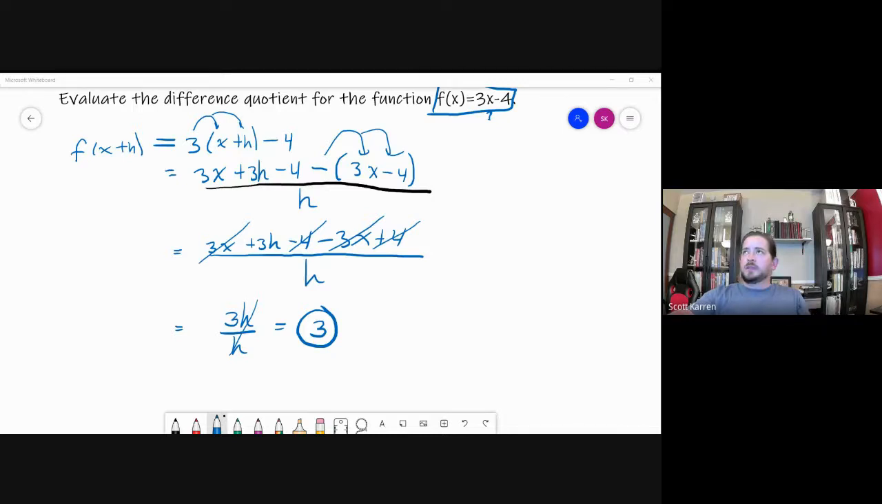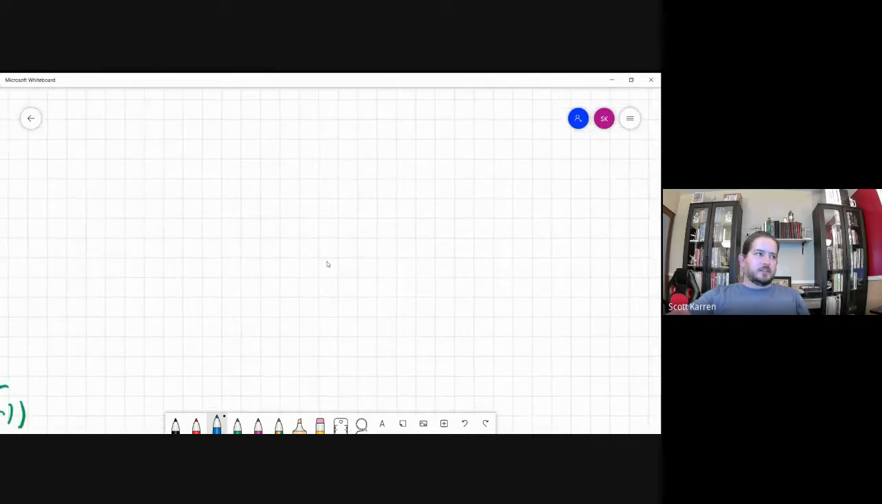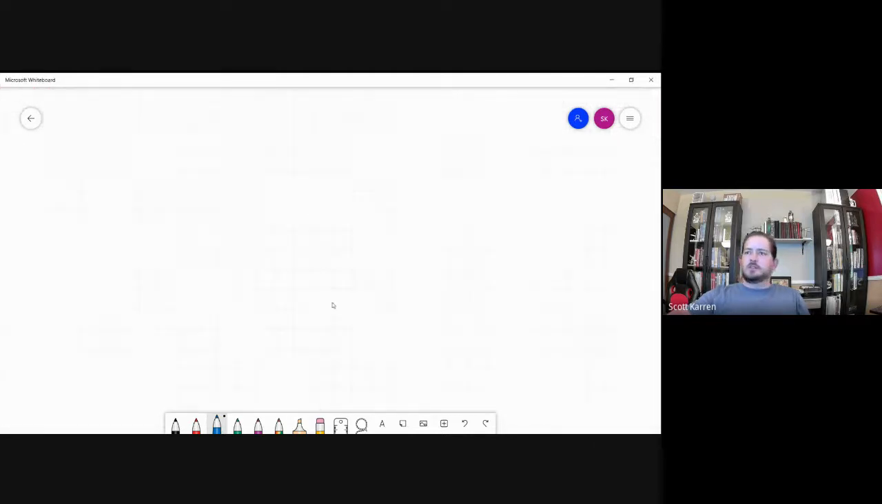Okay. Let's look at, I hate to say harder, and I also hate to use uglier, but that's exactly what we're headed into. So let's look at a harder, uglier one. Let's say that we have f of x equals 1 over x. Okay? And we want to find the difference quotient.